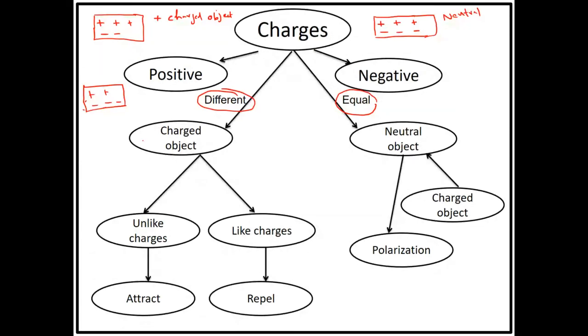Now, when you come to charged objects, we classify them into two categories: unlike charges and like charges. What is the meaning of unlike charges? For example, if you have positive and negative, that is called unlike charges. If the object has unlike charges, it has the nature of attraction. If you have like charges, positive and positive, or negative and negative, what will happen?